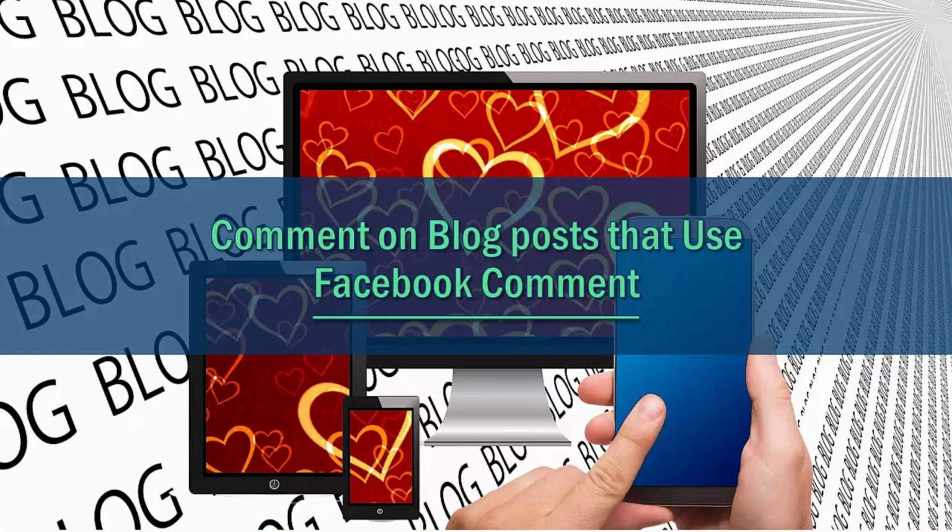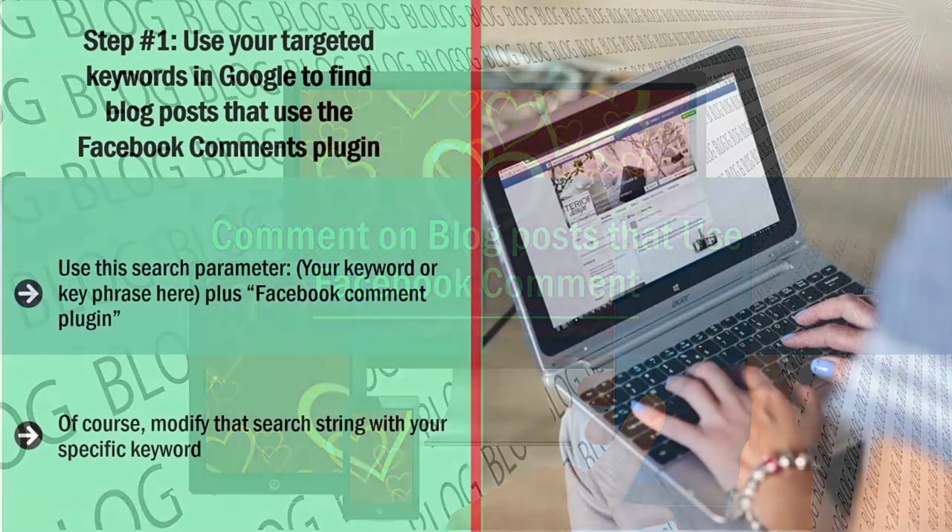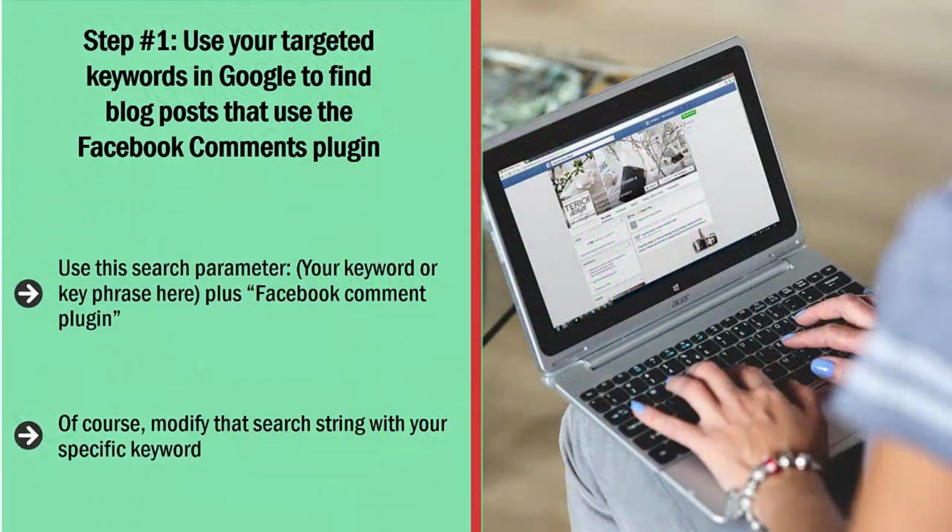Comment on blog posts that use Facebook comments. Here's the step-by-step directions you need to follow for this marketing technique. Step number 1. Use your targeted keywords in Google to find blog posts that use the Facebook Comments plugin. Use this search parameter: your keyword or key phrase here plus Facebook comment plugin. Of course, modify that search string with your specific keyword.